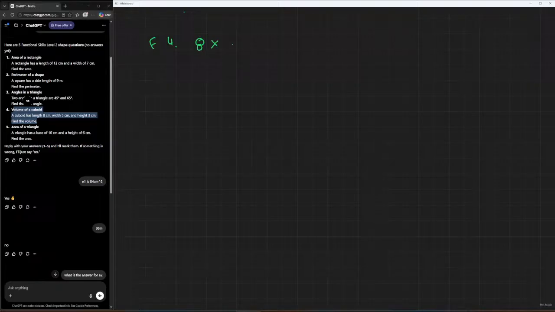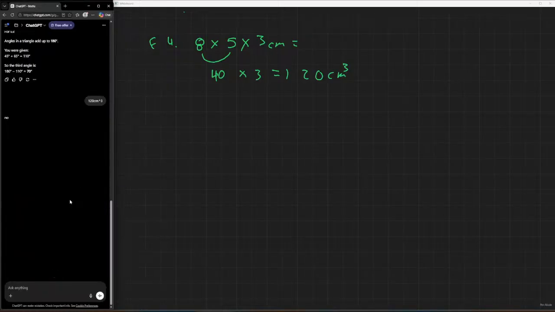8 times 5 times 3. So the middle, 8 times 5 is 40. Times 3, 4 times 3 is 12, and we add the 0. See, there. Okay. 120 centimeters to the power of 3. What is next then?